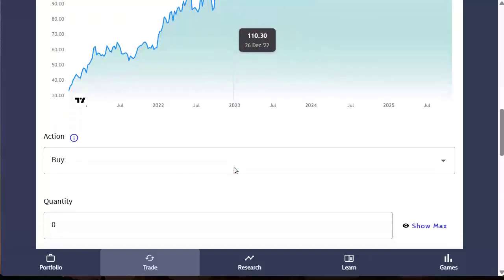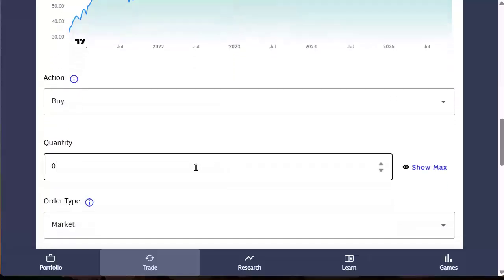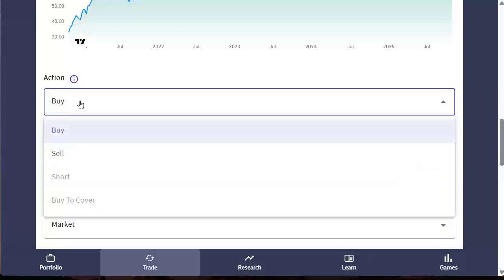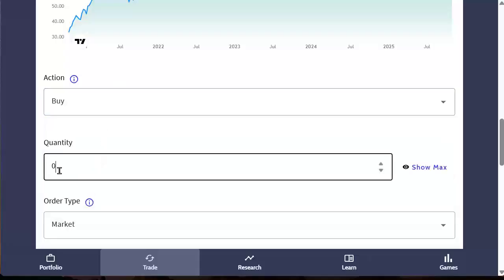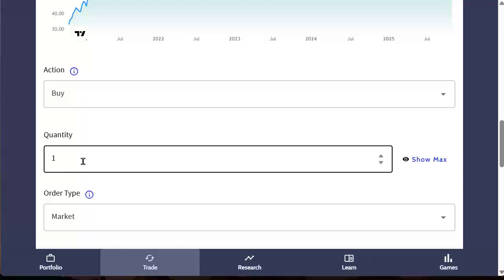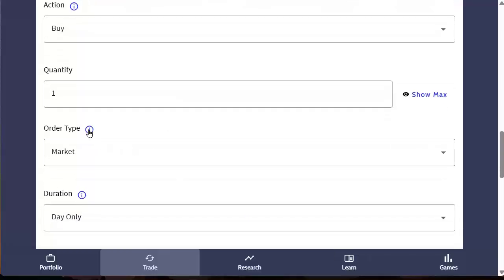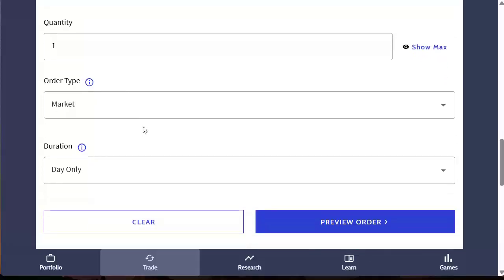All right, so we want to buy one share. So we just go down to buy. Of course, we could buy or sell. We're not going to do shorts and we're not going to do buys to cover in this activity. So we're going to buy one share, and we want to buy it immediately when the market opens at 9:30. And we only want to buy it today.